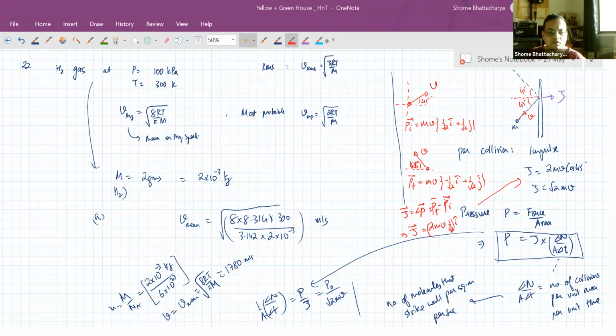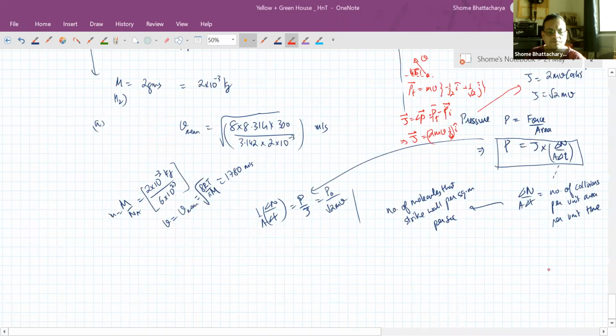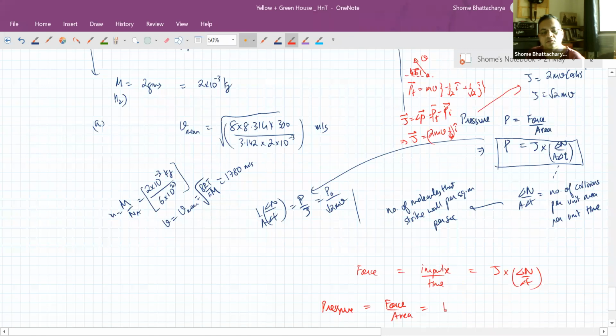Okay, pressure is force per unit area. Now see, what is force? It is impulse per unit time, rate of impulse. So impulse per unit time will be equal to impulse per collision into number of collisions per second. So pressure, which is force per unit area, is 1 upon area into impulse per unit time.